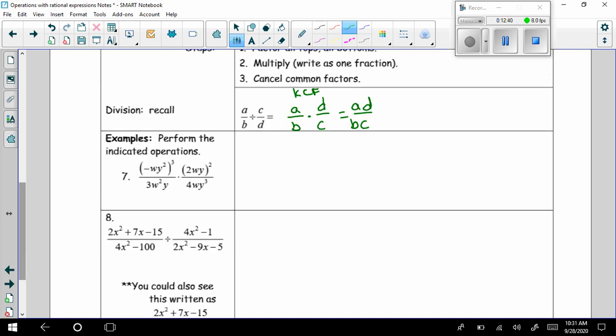All right, so that being said, if we have negative w y squared to the third, and this is going to be a lot like Unit 1, actually. So why don't you go ahead and pause your video and work this one out.